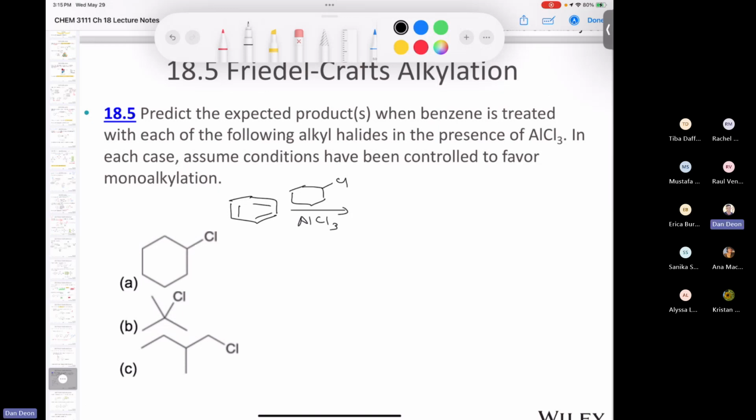Thanks, Rachel. You're absolutely right. There's no reason for that to rearrange whatsoever. And so in this case, you're going to form one product. You're going to form cyclohexylbenzene. And there you go. That's all you're going to form is cyclohexylbenzene.